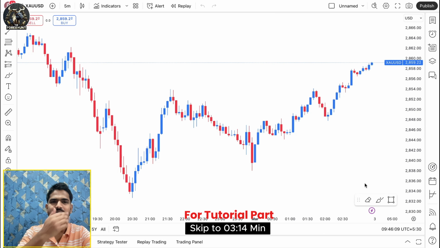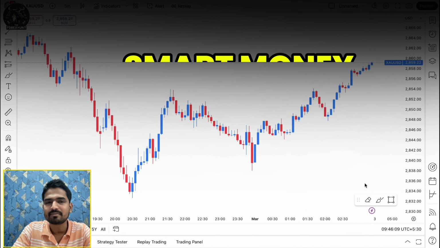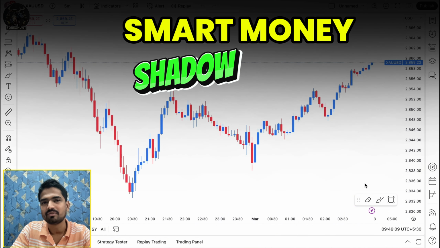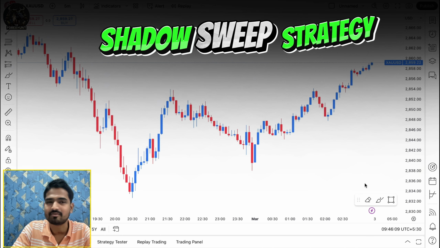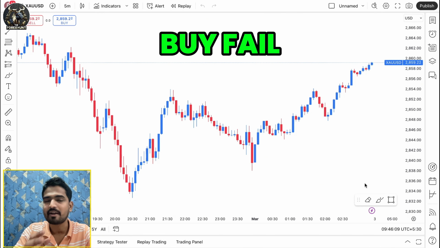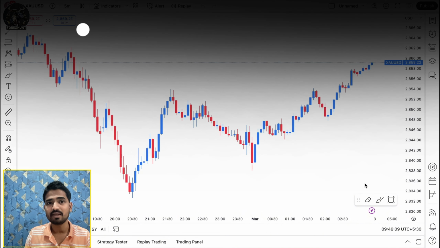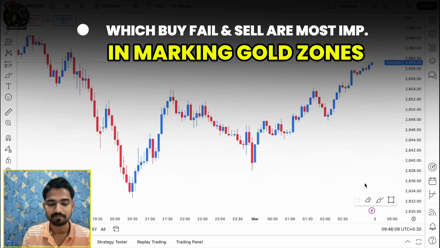And yes, in this third lecture, what we're going to cover is the Smart Money shadow entry. You can say it as the shadow sweep strategy as well. So simply the shadow sweep strategy comes with two fractions. The first part is that you will understand about the buy fail, sell fail, and which buy fail and which sell fails are most important in marking the gold areas.